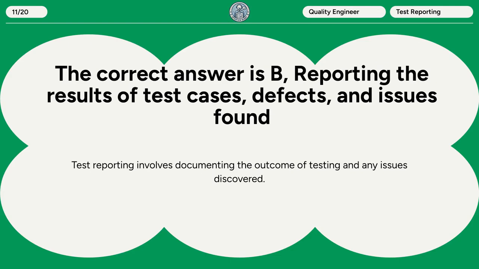The correct answer is B. Reporting the results of test cases, defects, and issues found. Test reporting involves documenting the outcome of testing and any issues discovered.